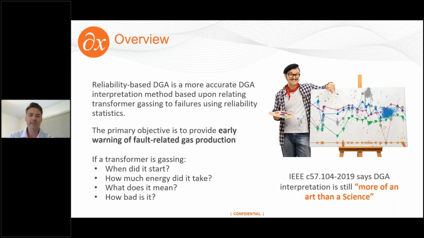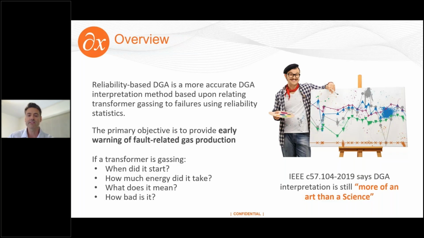So the IEEE C57.104-2019, the IEEE Guide for Interpretation of Gases Generated in Mineral Oil Transformers, says DGA interpretation is still more of an art than a science. Being an art, if you're having trouble making sense of your DGA, you need to call in an expert. We consider reliability-based DGA to be that consistent scientific approach to DGA interpretation.